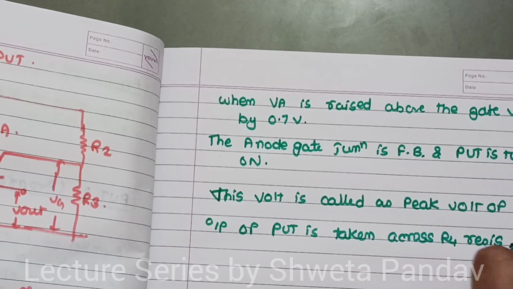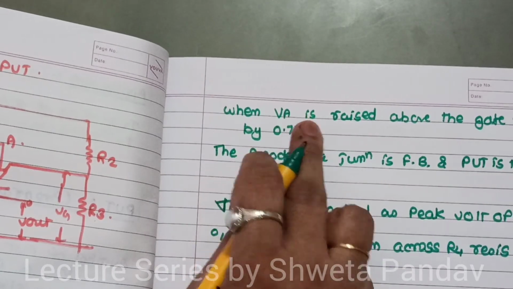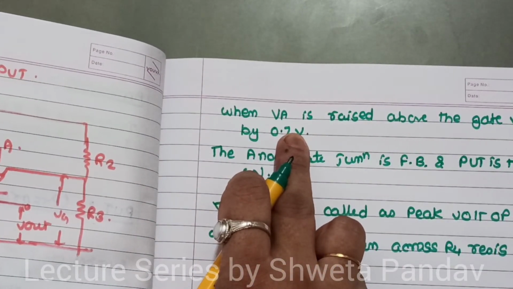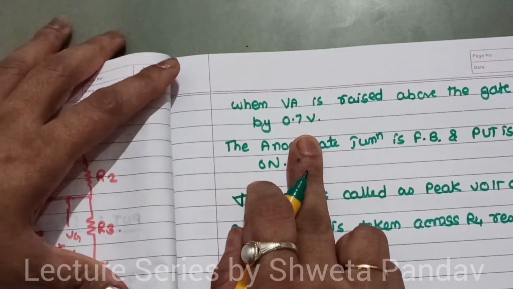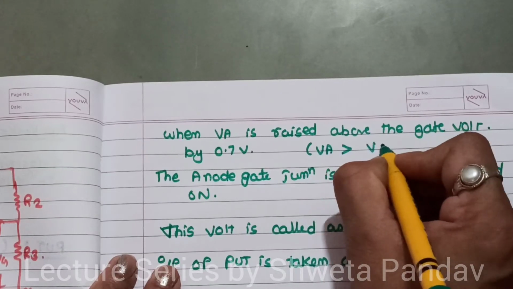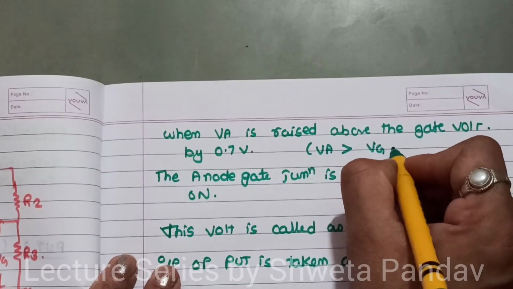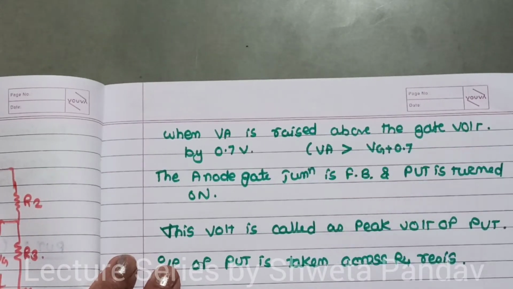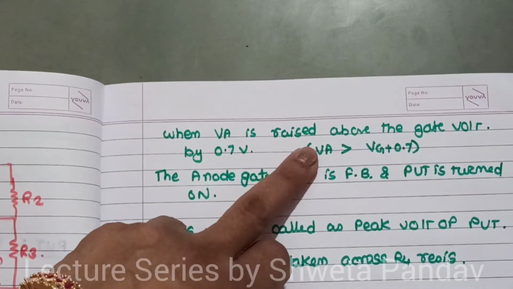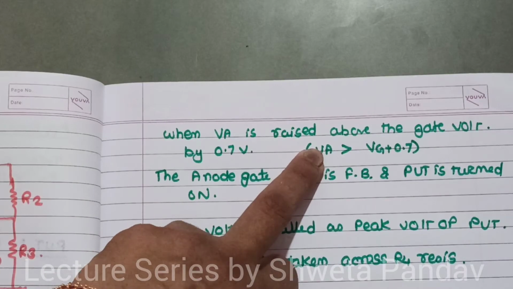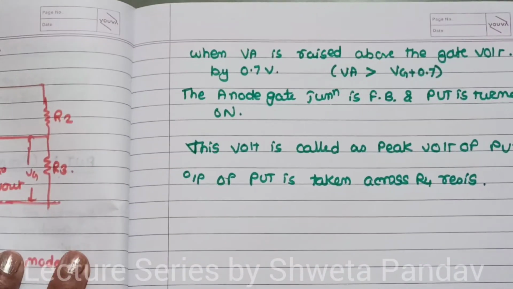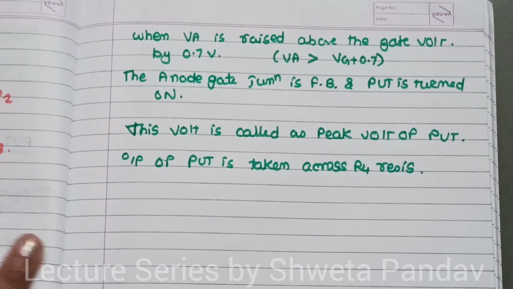Okay. Whenever the anode voltage is less than the gate voltage plus 0.7 volt, the PUT is turned off, and whenever the anode voltage is greater than the gate voltage with approximately 0.7 volt additive, the PUT is turned on. Whenever this VA voltage is less than this amount of voltage, the PUT is turned off. This is the working of our PUT.